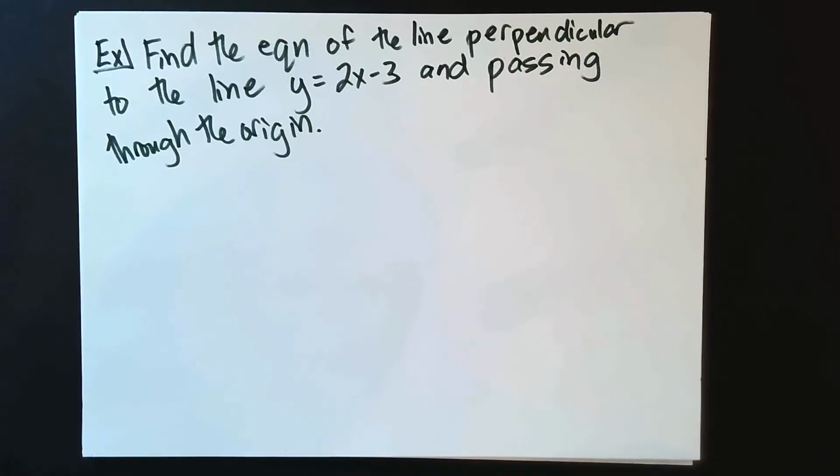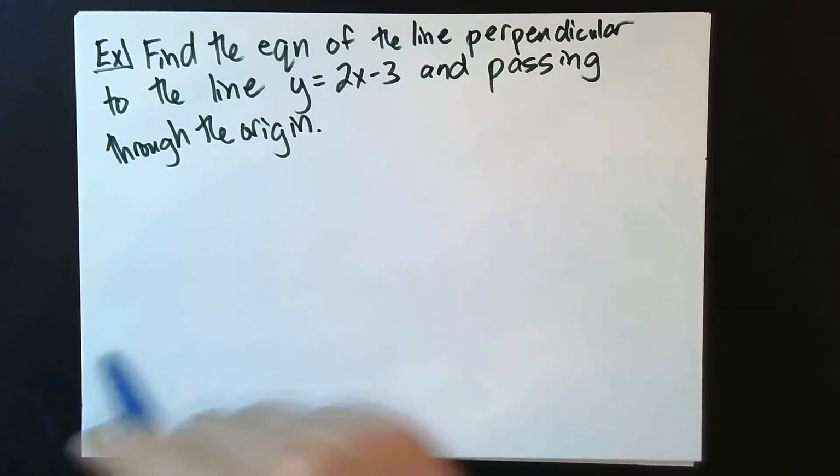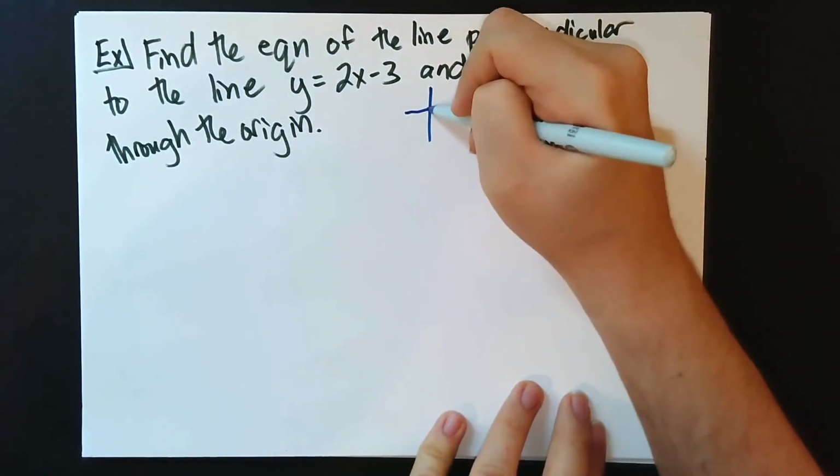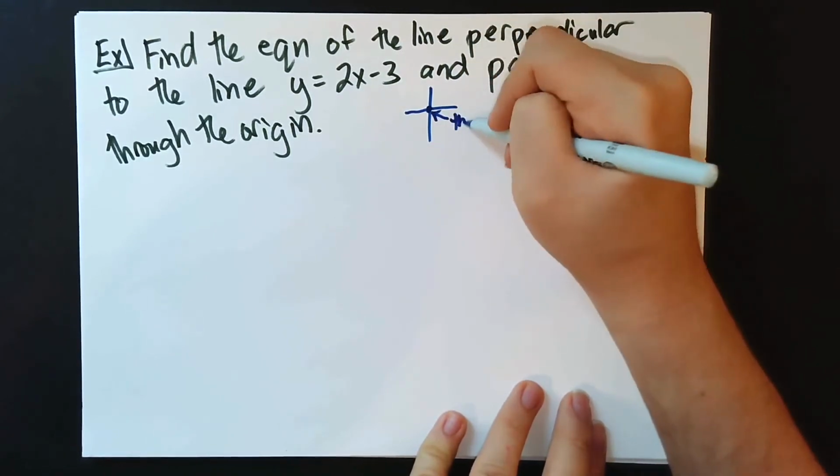Okay, similar question now. Let's find the equation of the line perpendicular now to the same line, 2x minus 3, and passing through the origin. Remember, the origin is the point where the coordinate axes meet, so this is the origin.